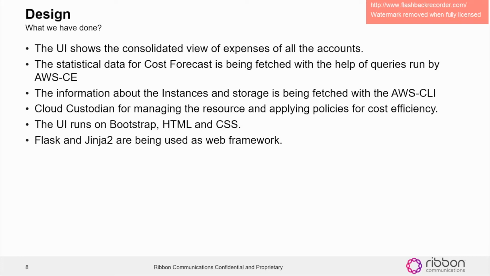The UI that shows the consolidated view receives the information from the backend, where various queries are being run. The statistical data of cost forecast and historical data is fetched with the help of queries run by AWS Cost Explorer. The information about the instances and storage is fetched with the AWS CLI. Cloud Custodian is used for managing the resources and applying policies for cost efficiency. The UI runs on Bootstrap, HTML and CSS. Flask and Jinja are used as the web framework.